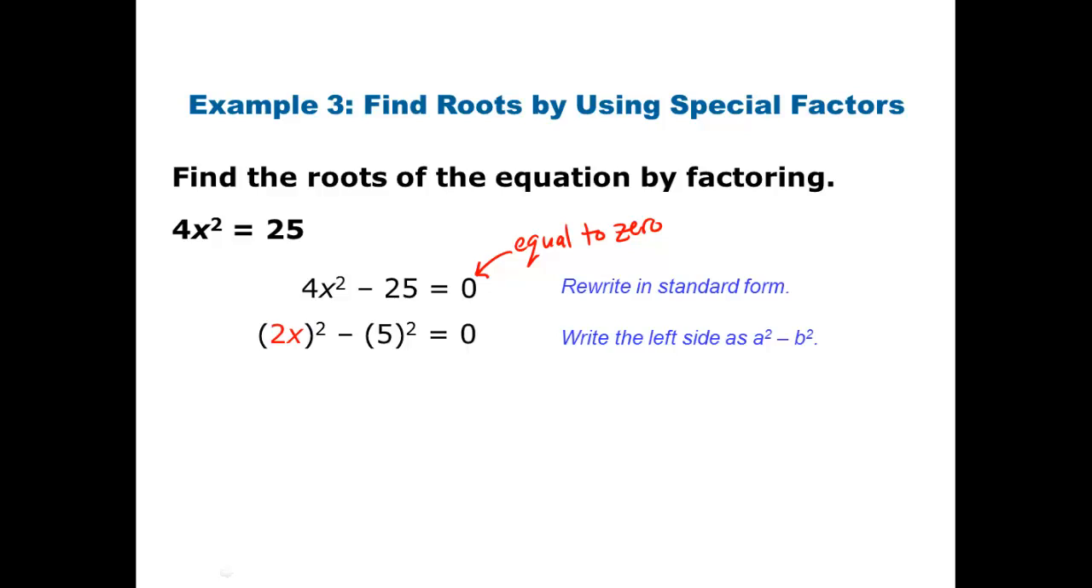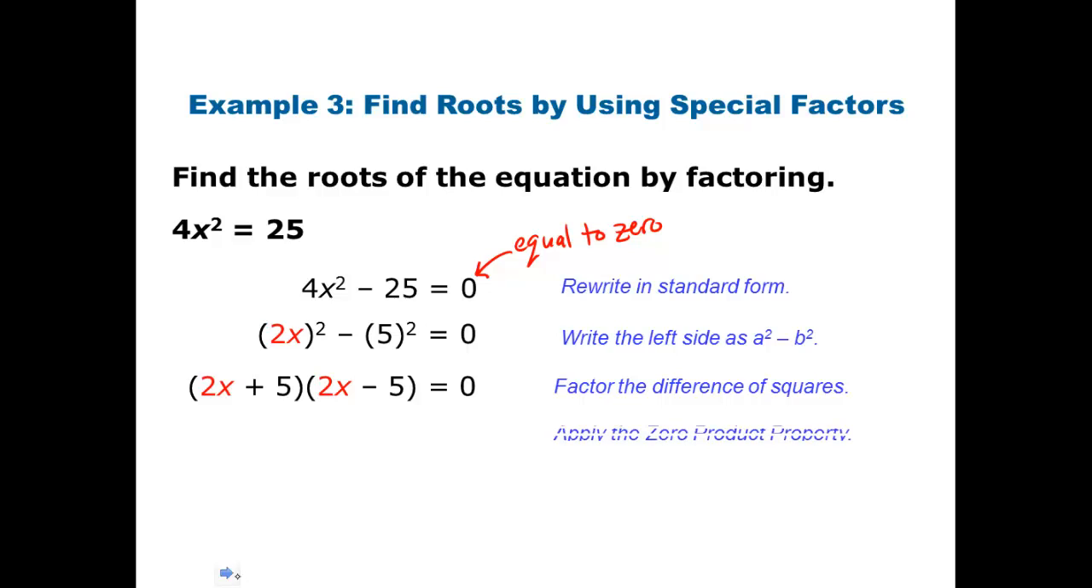Next step, recognizing our perfect squares. So a is 2x and b is 5, which give us the factors 2x plus 5, 2x minus 5. We set each parenthesis equal to 0. And then we solve for x.